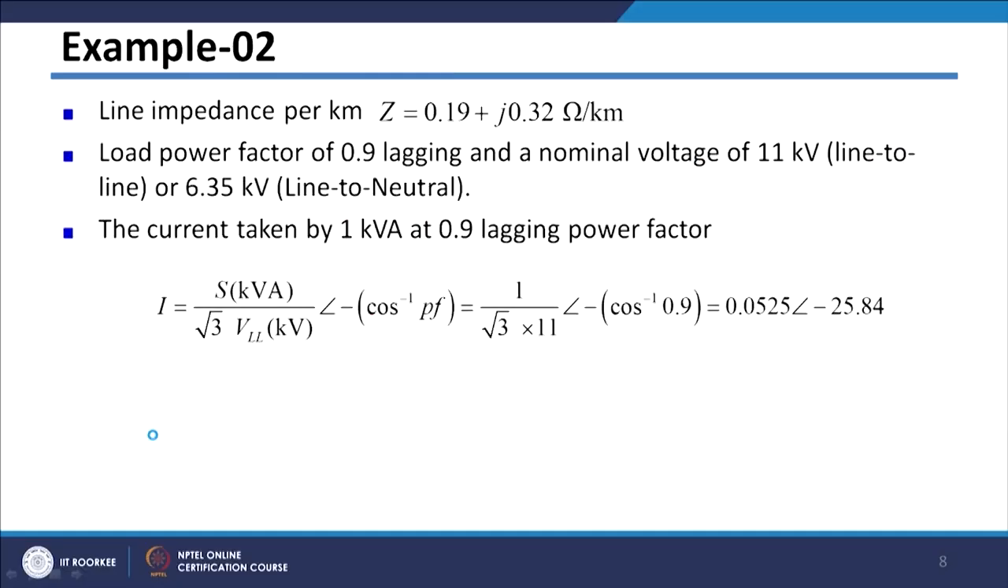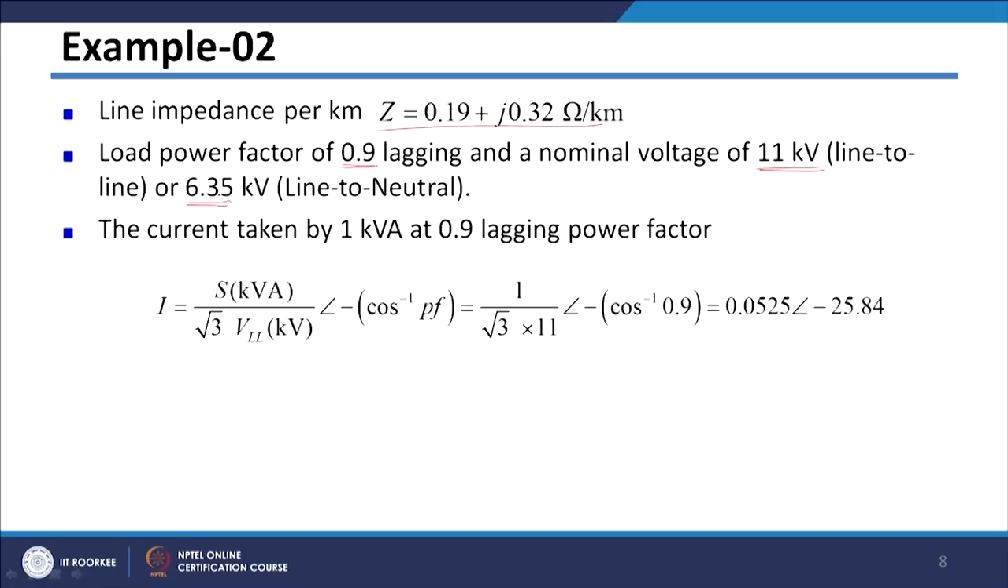Let us see, for a simple feeder how we can calculate this K drop factor. Let us say you have the impedance of the feeder, Z is equal to 0.19 plus j 0.32 ohms per kilometer, which is impedance per kilometer. Let us say the power factor of the load is 0.9, and the nominal voltage of the feeder is 11 kV line to line. In that case, your line to neutral voltage will be 6.35 kV.